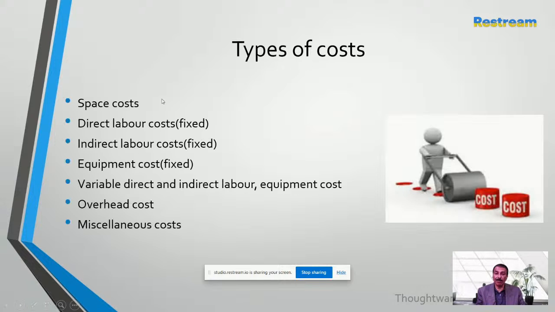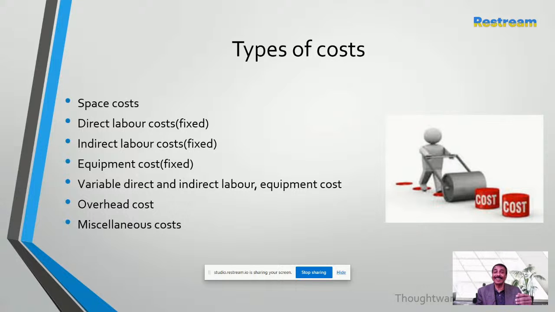So when we talk about space cost, the cost of the space is something like a rental cost. Of course, this is going to change depending upon the location. When the warehouse is available in an urban center, the cost of the space is very high. That is where you tend to move the warehouse, especially outside the urban area, so that the rental cost can be reduced.